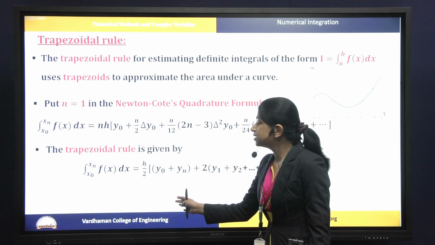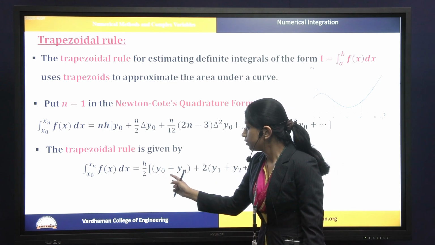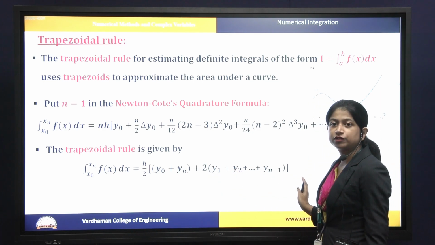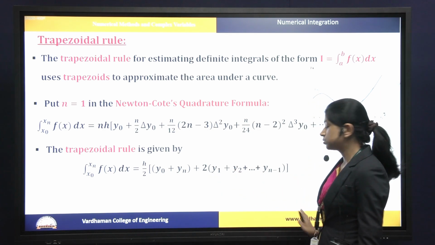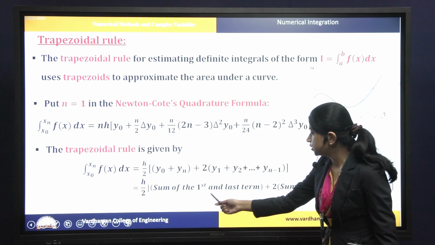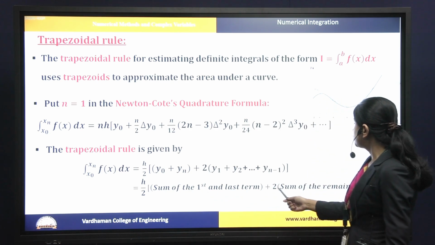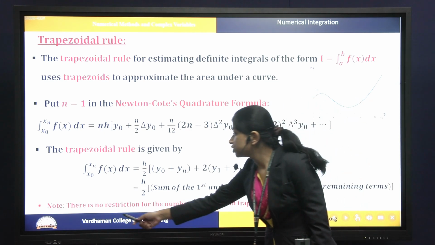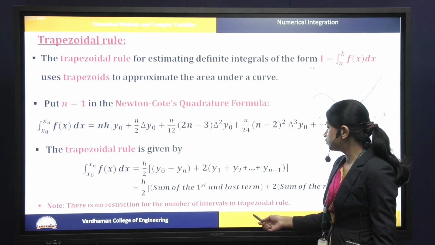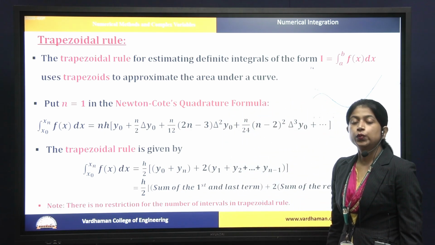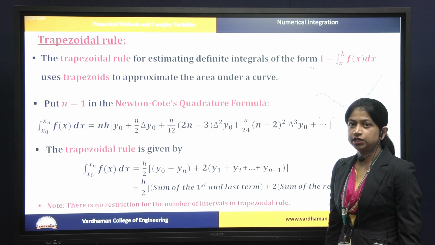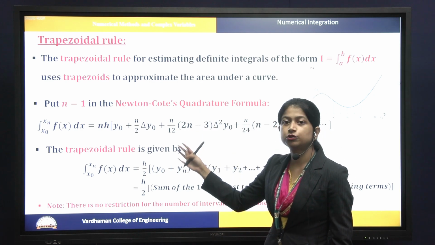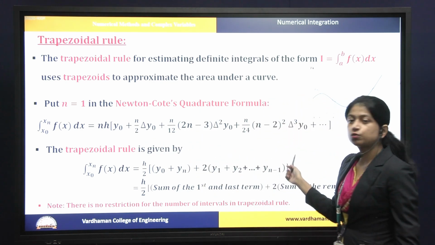In other words, you can say this is equal to h by 2 [first term plus last term plus 2 into the rest of the terms]. That is, h by 2 times the sum of the first and last term plus 2 into the sum of the remaining terms. Here note that there is no restriction on the number of intervals in the trapezoidal rule. We can use any number of intervals in this rule. So let us first see how to derive the trapezoidal rule using this Newton-Cotes quadrature formula.